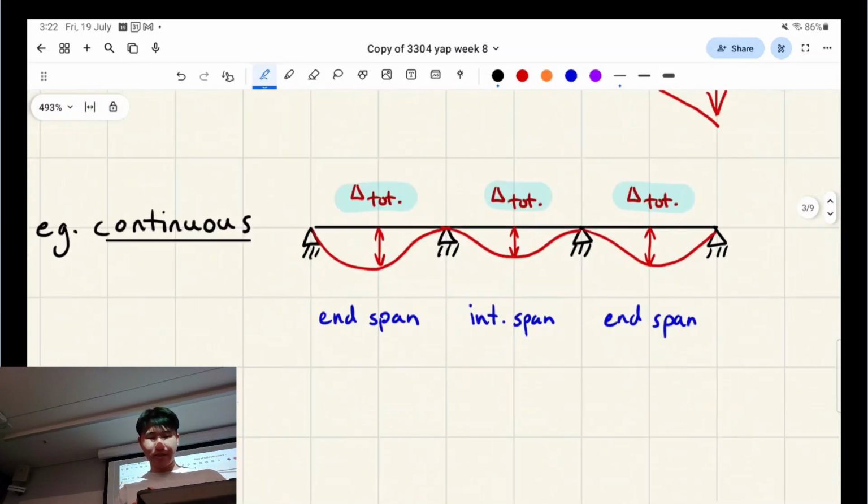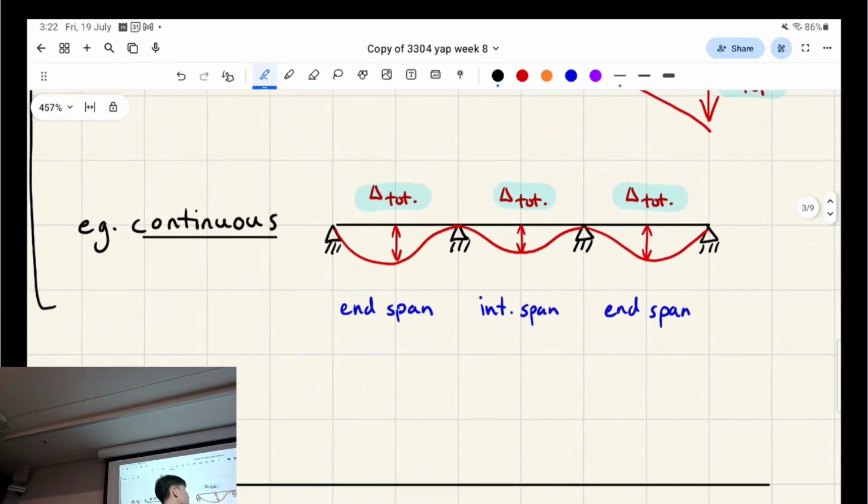Oh, and just some terminology. These are called end spans, and this is called an interior span when you have a continuous beam with multiple pin supports or whatever. Multiple supports, you can just think of it like that.